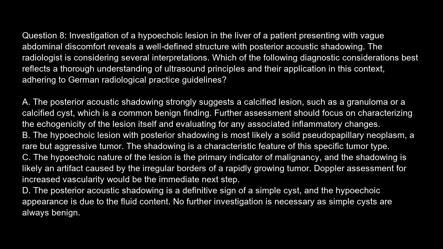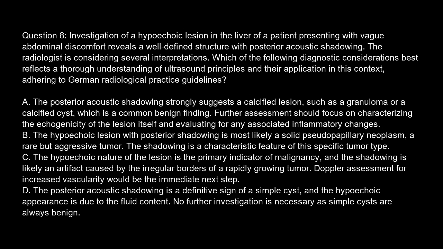Question 8. Investigation of a hypoechoic lesion in the liver of a patient presenting with vague abdominal discomfort reveals a well-defined structure with posterior acoustic shadowing. The radiologist is considering several interpretations. Which of the following diagnostic considerations best reflects a thorough understanding of ultrasound principles and their application in this context, adhering to German radiological practice guidelines?